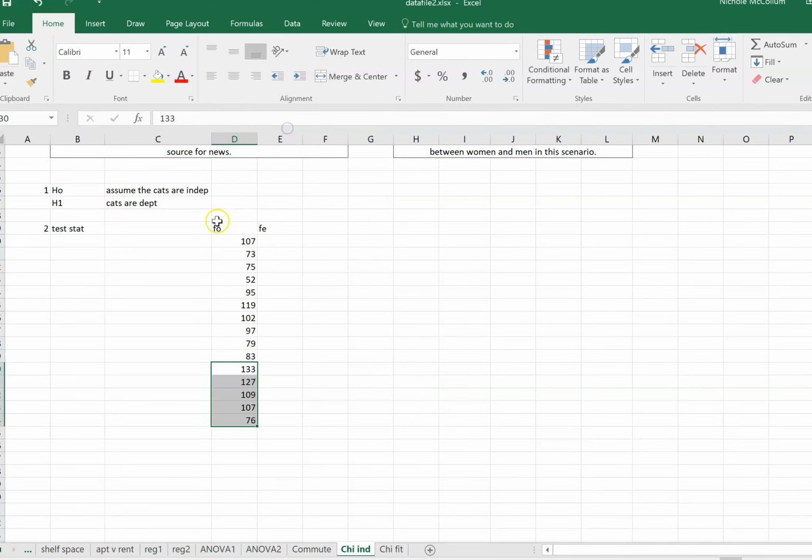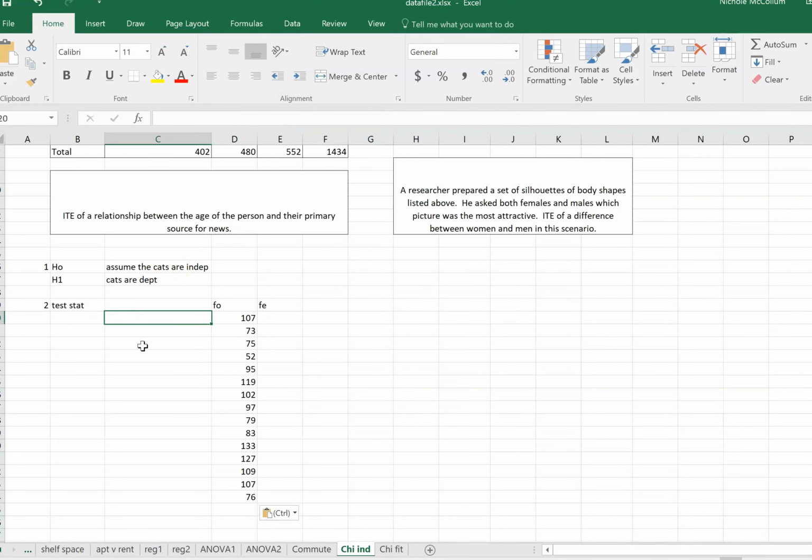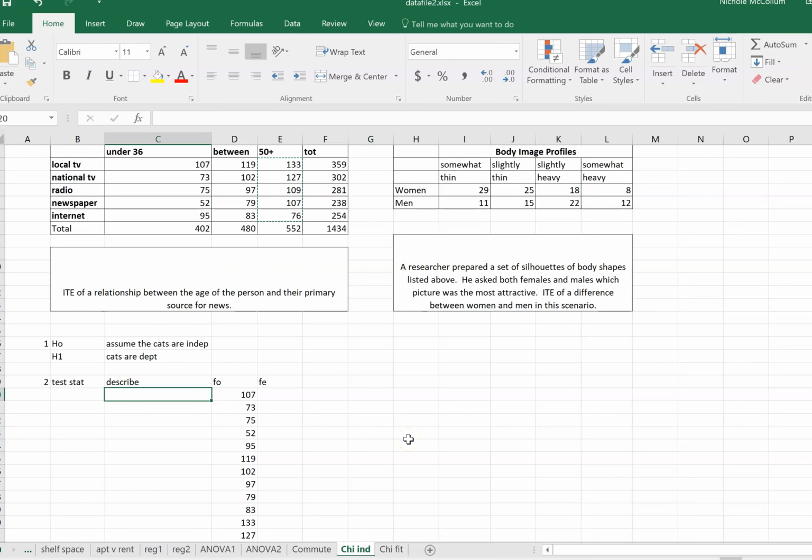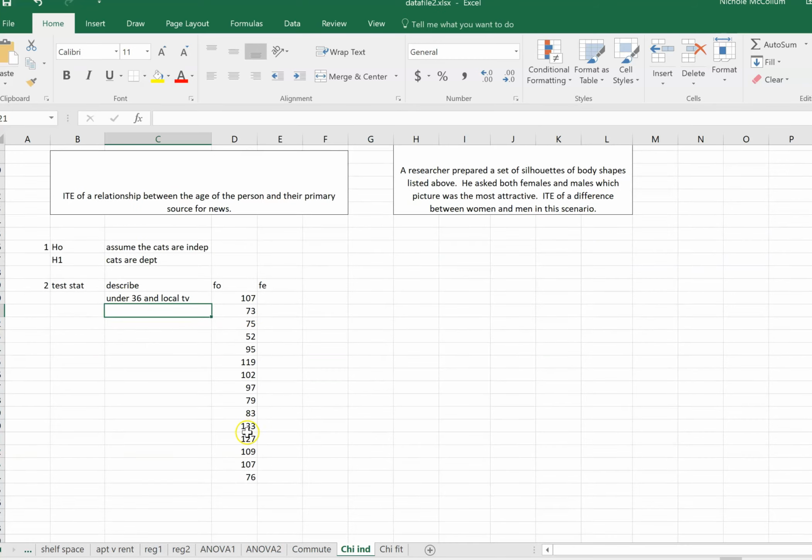If it's better for you, describe them right here so you understand what each represents. What I mean by description is, what is the 107? The 107 is under 36 and local TV is how they get their news. All right, that is what I call the observed values, the data you actually pulled from your survey. We surveyed 1,434 people, and these were our results.